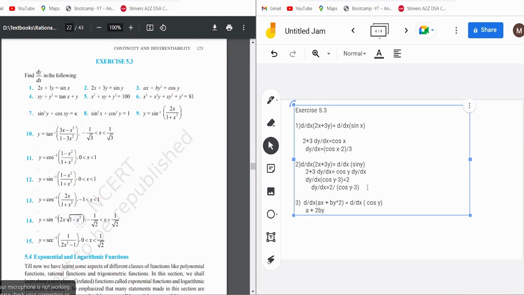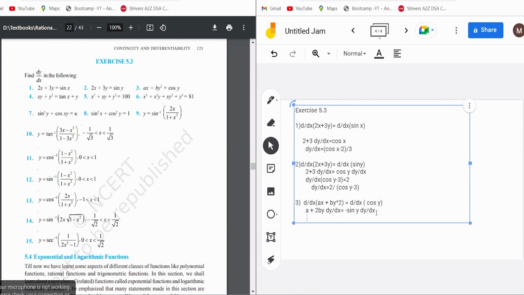2by multiplied by differentiation of y would be dy by dx, equal to d by dx of cos y again, minus sin y into dy by dx. Simple. क्या किया मैंने? पहले मैंने x का डिफरेंशिएशन किया, वो आया a, फिर by स्क्वायर का किया तो वही लगाया चेन रूल. It would be 2by multiplied by differentiation of y which would be dy by dx, and here again cos y, so minus sin y dy by dx.